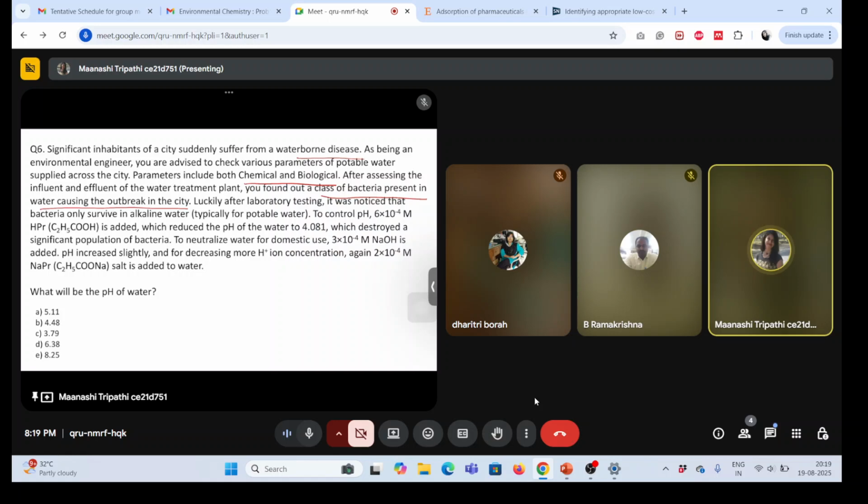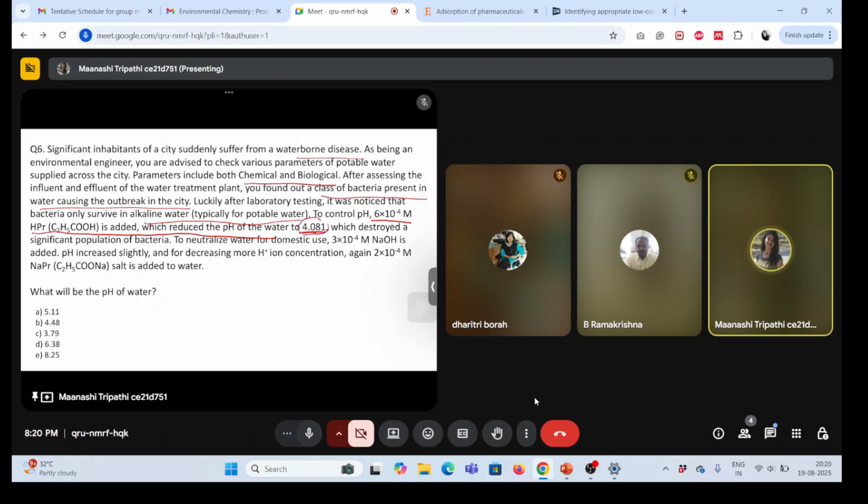Luckily, after laboratory testing, it was noticed that bacteria only survive in alkaline water. So if the water is alkaline, the bacteria is surviving. What we want to do is reduce the pH to make the water a little bit acidic. So to control pH, 6 into 10 raised to power minus 4 molar HPr is added, which reduces the pH of water. But we cannot drink water at this pH.